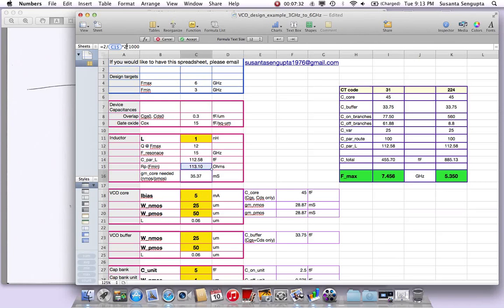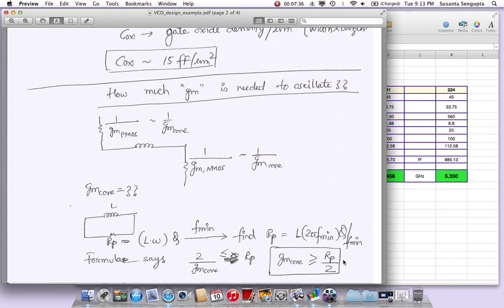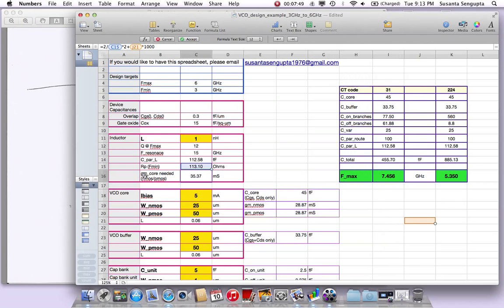Why did I put it? If I just put the amount of GM that is needed, for example, GM core should be RP by 2. Okay, something is wrong here. It should not be RP by 2. It should be 2 by RP. I think I just messed up this formula again. But here, this formula is correct.